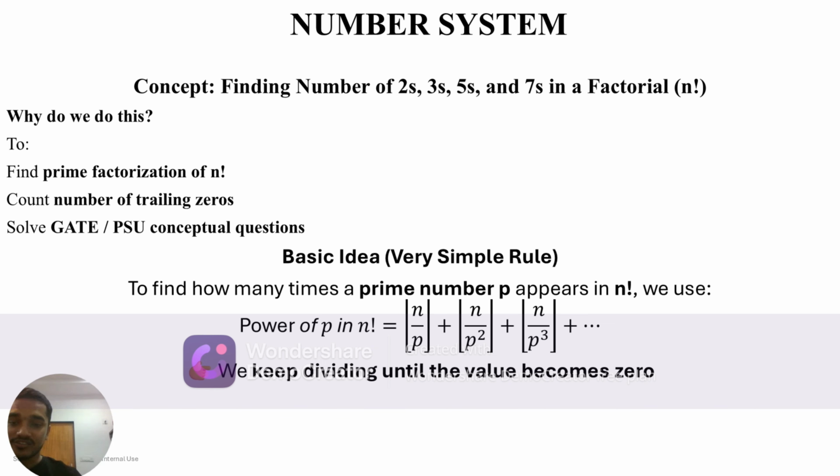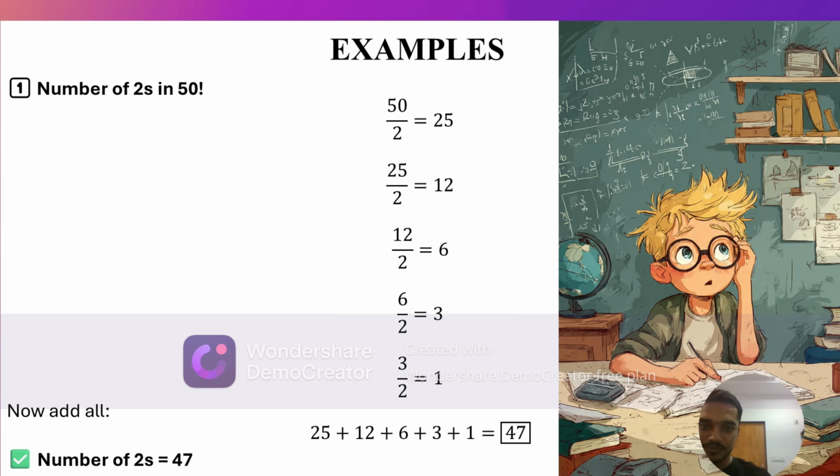How can I solve this problem? With the help of a prime number p, we divide to find the power of p in n factorial. Just like if 100 factorial is given, we have to find the 2s in 100 factorial. So n is 100 divided by 2, which is 50, then divided by 2 squared, which is 25. We keep dividing until the value becomes 0. So come to the next point.